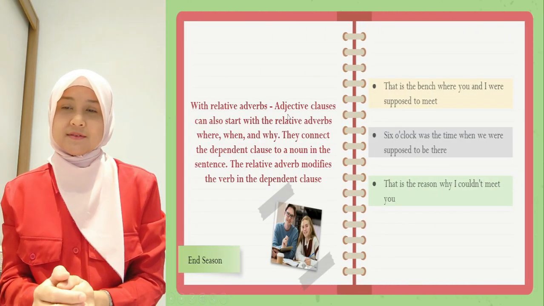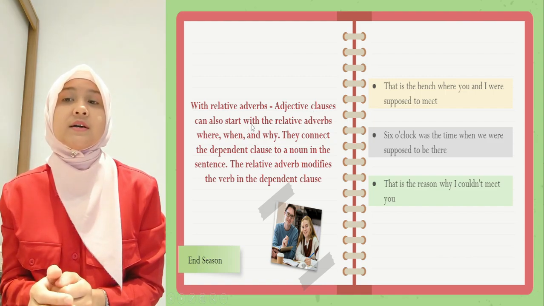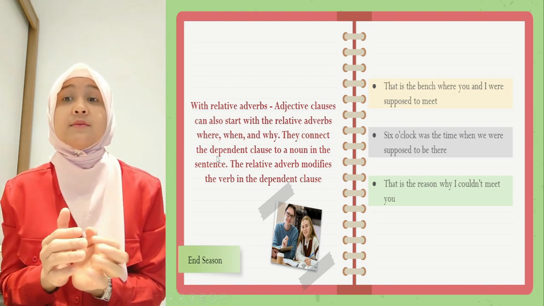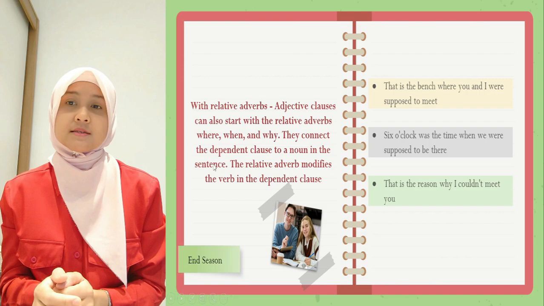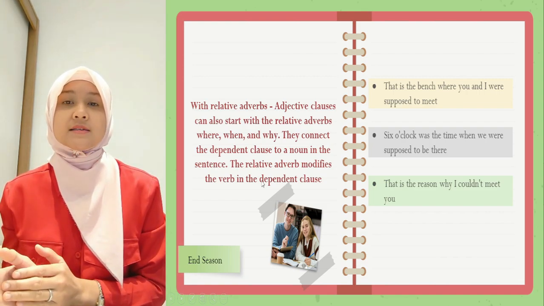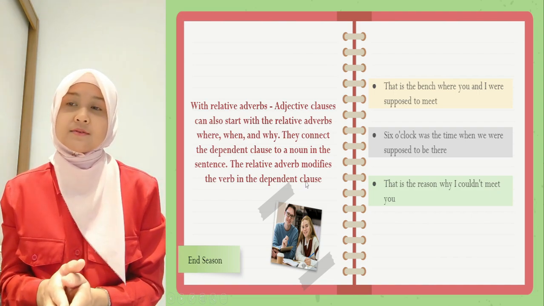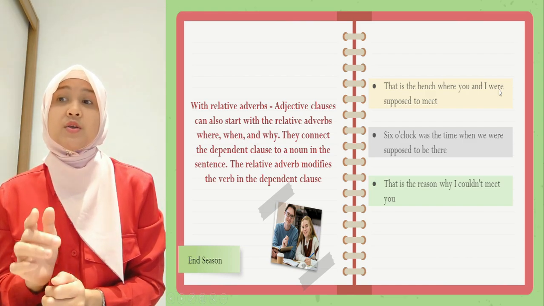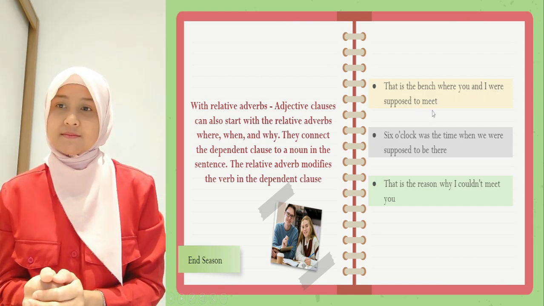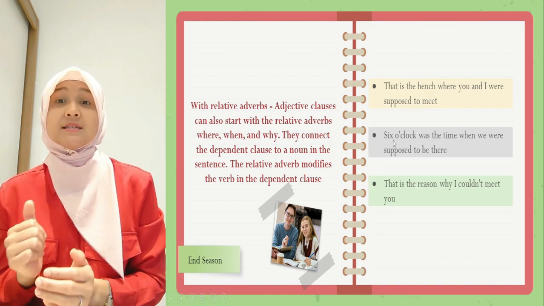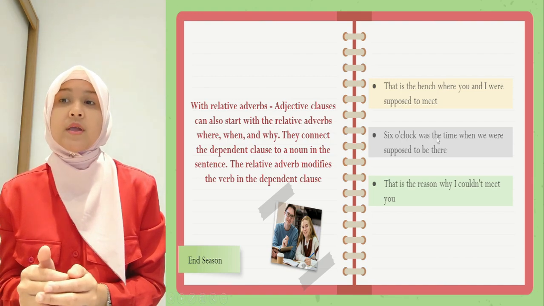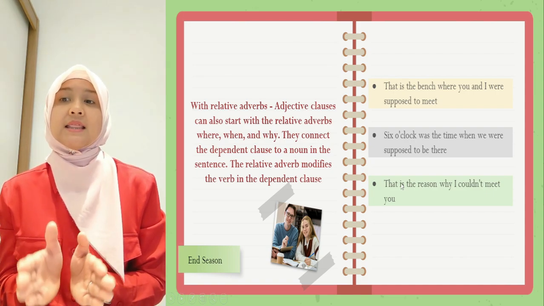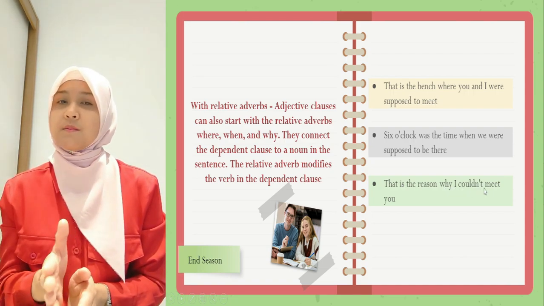With relative adverbs, adjective clauses can also start with the relative adverbs where, when, and why. They connect the dependent clause to a noun in a sentence. The relative adverb modifies the verb in the dependent clause. We go to the example. This is the bench where you and I were supposed to meet. Another example: 6 o'clock was the time when we were supposed to be there. Third example: this is the reason why I couldn't meet you.